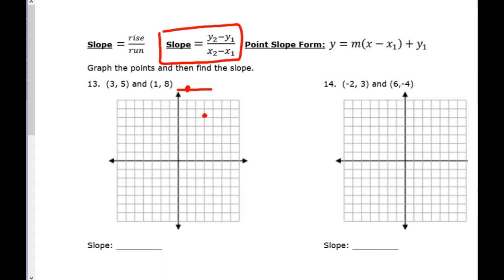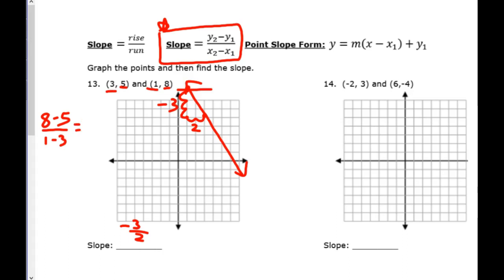Now, if it's off the grid, you definitely want to use the formula. You could also count the rise over run. Rise down 3, so negative 3. Always run to the right, 2. So the slope is negative 3 over 2, whether you count it, or even if you do the formula. y2 minus y1, 8 minus 5, over x2 minus x1, 1 minus 3. 8 minus 5 is 3, 1 minus 3 is negative 2. 3 over negative 2, that's reduced.